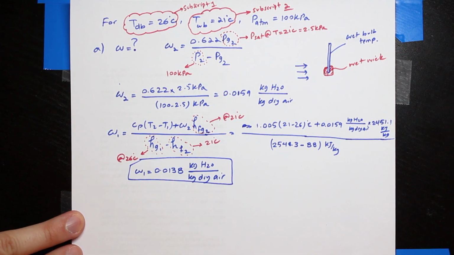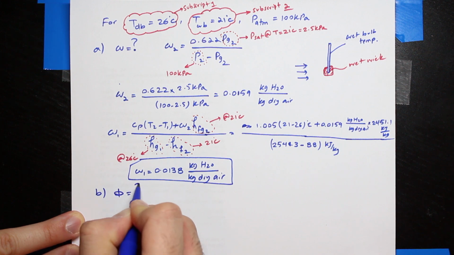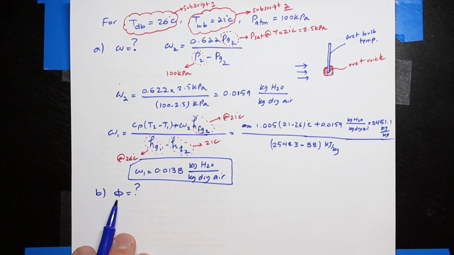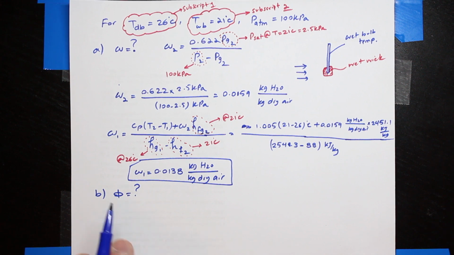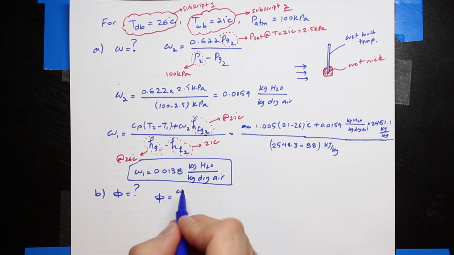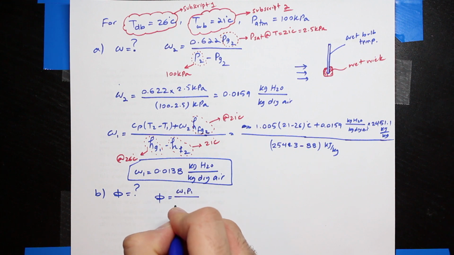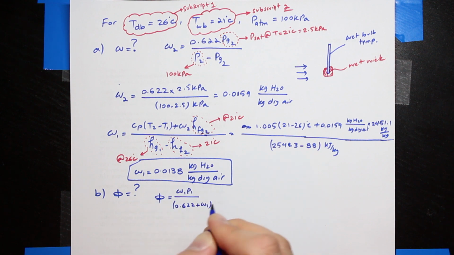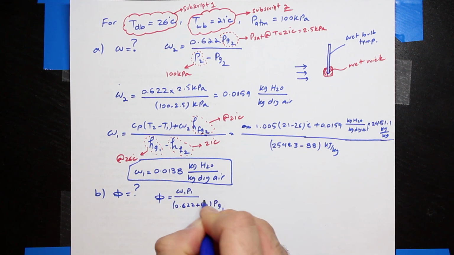So that was the answer to part A. In part B, the question is asking for relative humidity. So this is relative humidity, and relative humidity is basically the ratio of mass of vapor to the maximum moisture content that air can hold within that temperature. All right. There are different equations for that. The one that we can use for this part is relative humidity is equal to omega 1 P1 over 0.622 plus omega 1 multiplied by PG1.